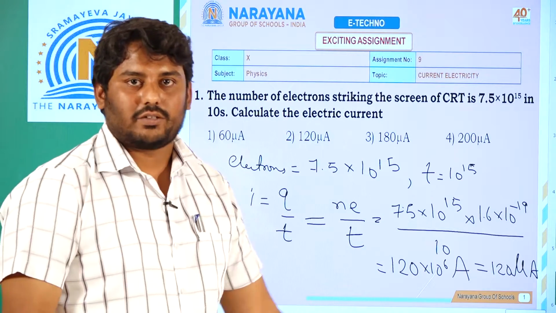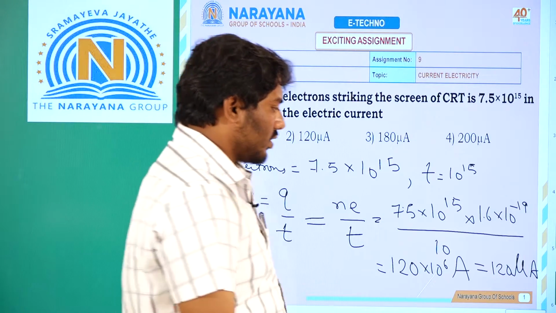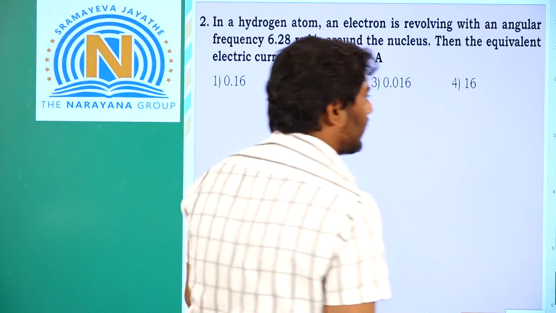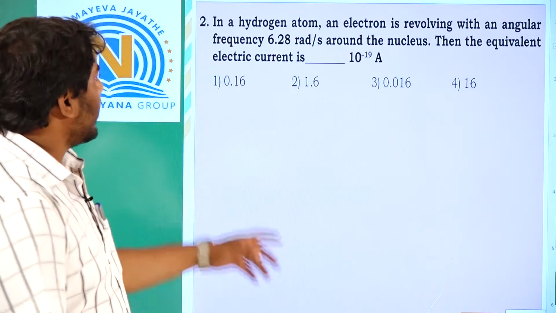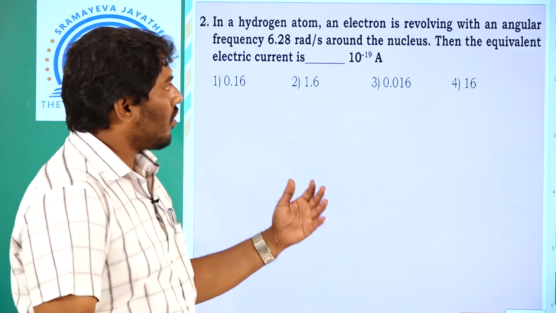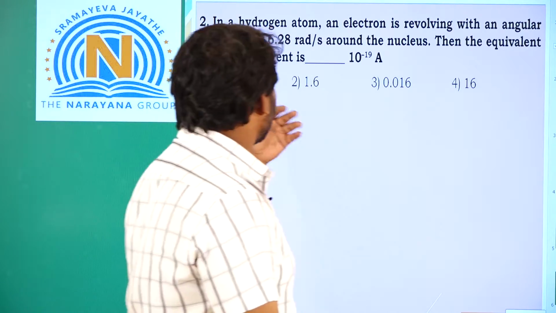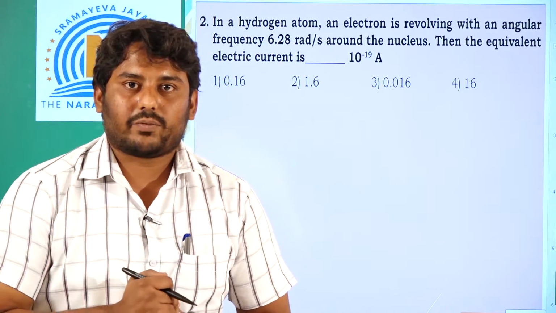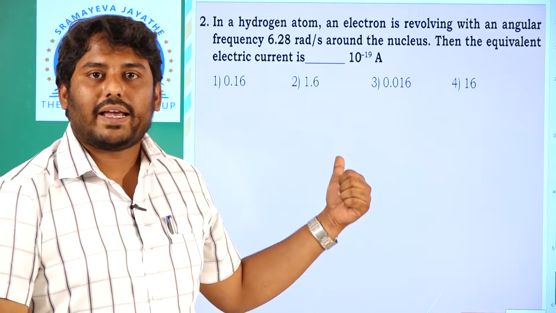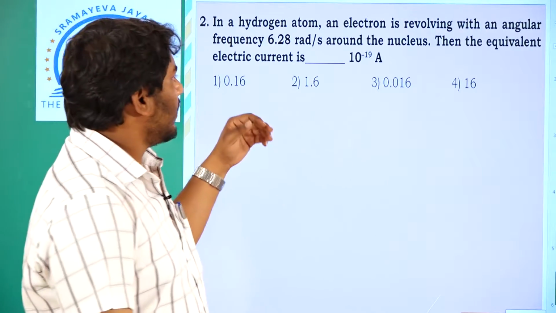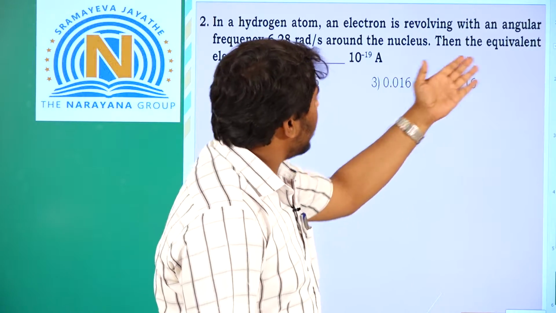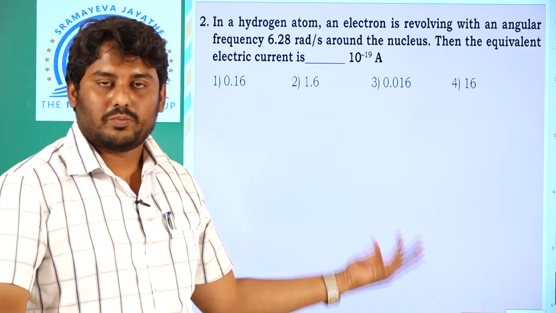Now we will go to the second question. So what is the second question? In a hydrogen atom, an electron is revolving with an angular frequency. How much is the angular frequency? 6.28 radians per second around the nucleus. Then the equivalent electric current is how much?